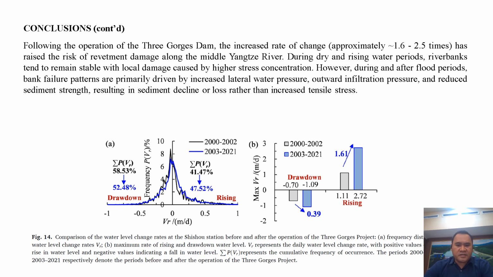So we can see the picture that it is drawdown and rising, and the picture on the right is also drawdown and rising. So we see the difference between 2000 and 2002, and 2003 to 2021, it increased the difference. So the fluctuation of the water level of the river has an impact on the structure of the riverbed.